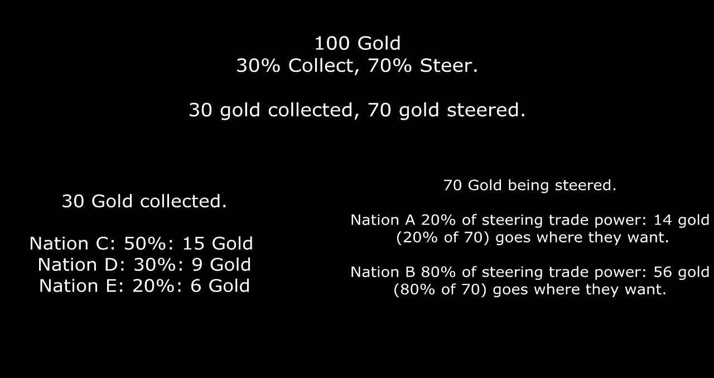The remaining 3 nations only get 30 gold to share between them because they only contributed 30% of the total trade power in the node which was being used to collect. However, out of that 30% that was contributed to the total power, Nation C contributed 50%, which means they get a base rate of 15 gold, 50% of 30. Nation D gets 30%, which is 9 gold, 30% of 30, and Nation E gets 20% of 30, 6 gold. It's just a question of applying the percentages and then applying the percentages to those sub-percentage groups.